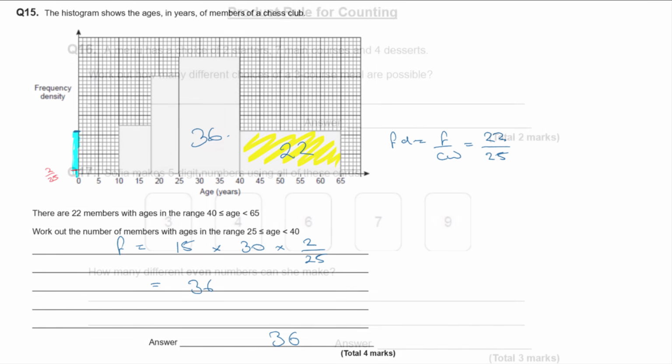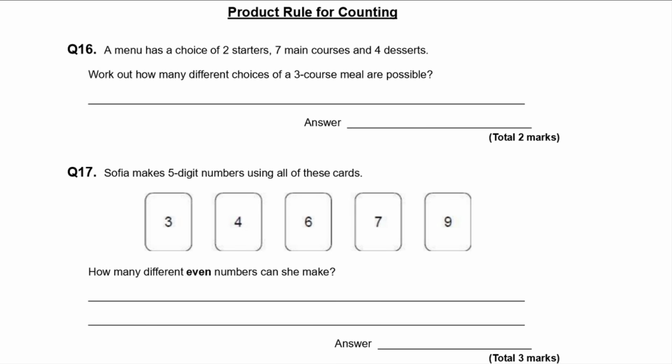Okay, 36 in there. Next section is product rule for counting, or another word for this is selection. So it's the number of ways of selecting certain things from certain things. So question 16, a menu has a choice of 2 starters, 7 main courses and 4 desserts. Work out how many different choices of the 3-course meal are possible.